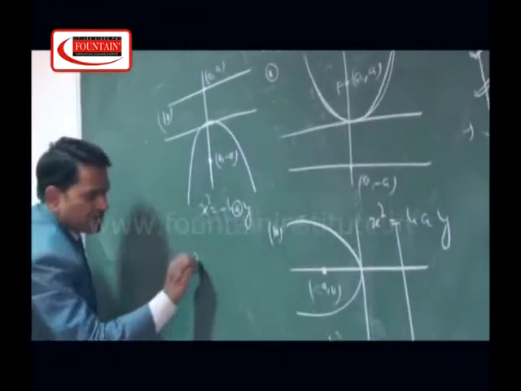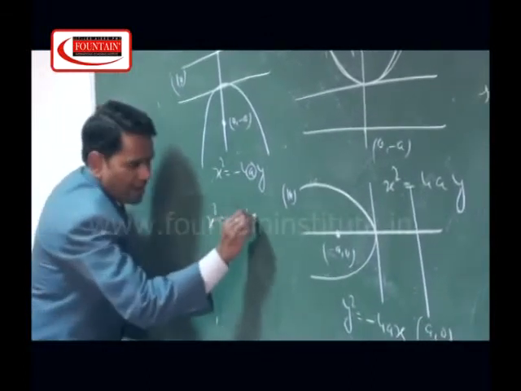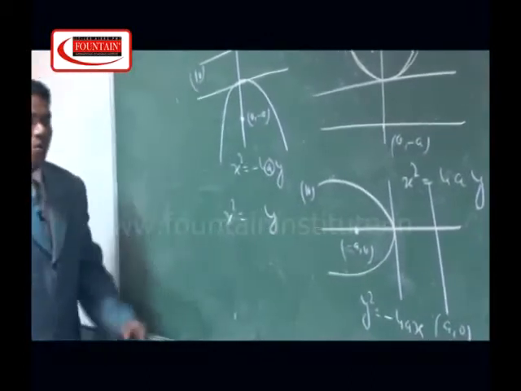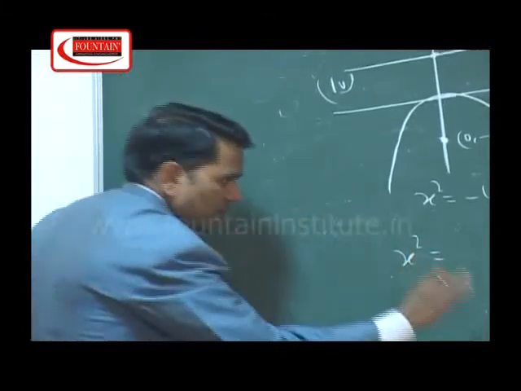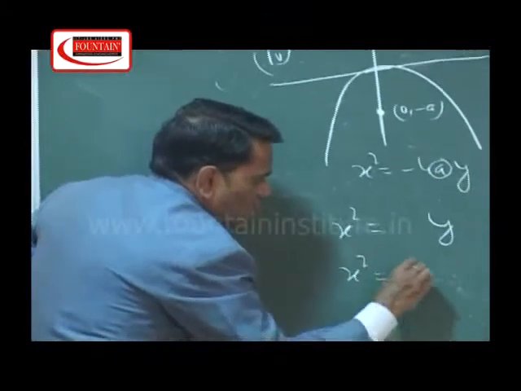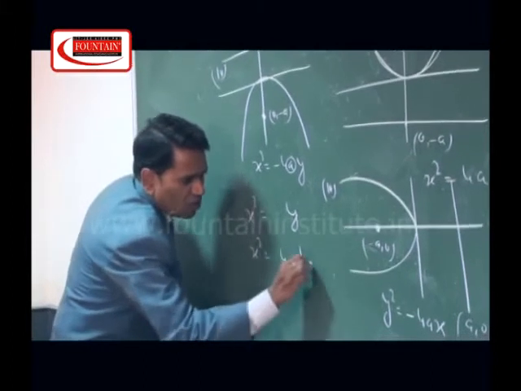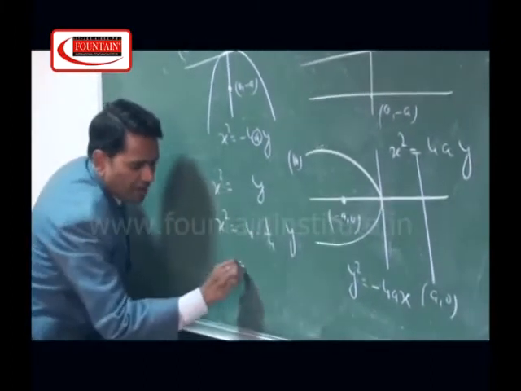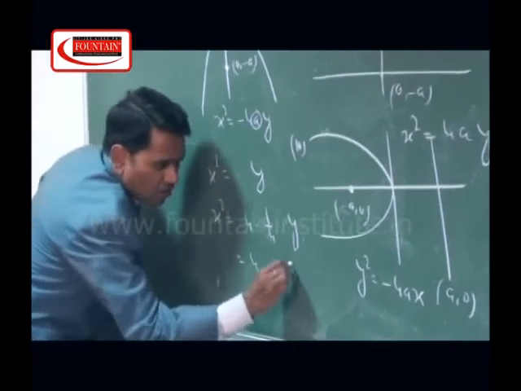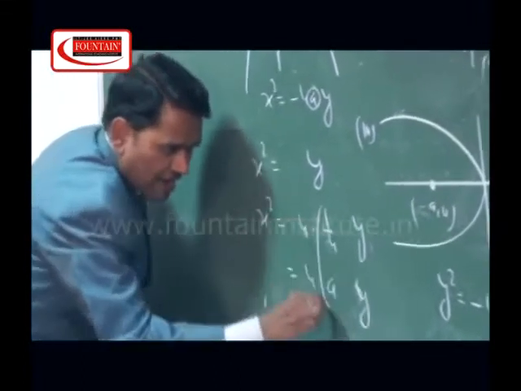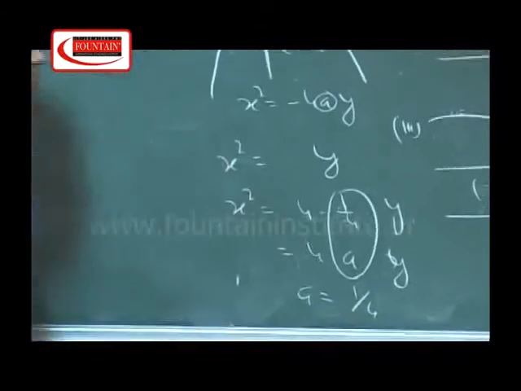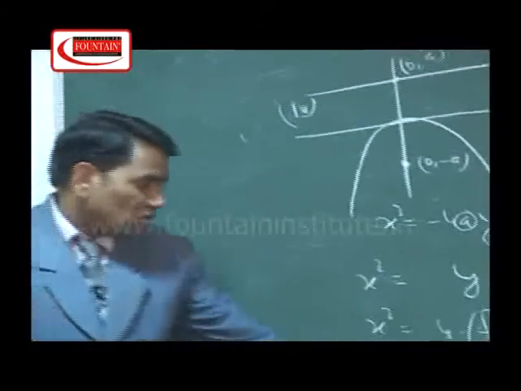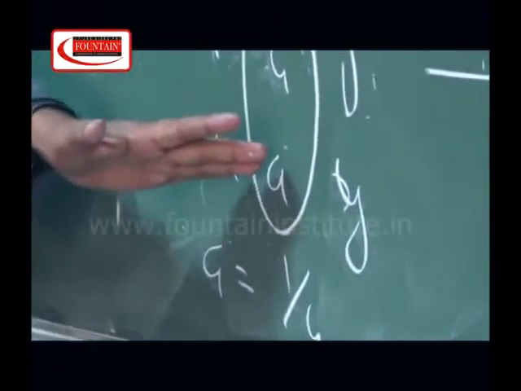So a is the coordinate of the focus. Suppose you have to calculate, for x square equals y, the coordinate of the focus. See, x square equals 4 into 1 upon 4 into y. Now compare with 4ay. So a is 1 upon 4. This is the method to find the coordinate of the focus.